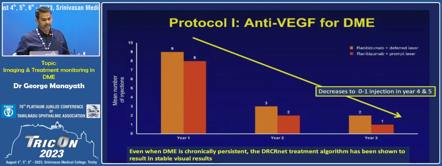In this DRCR protocol, if you follow it, you've seen that the requirement of anti-VEGF injections significantly comes down in the 2nd and 3rd year. This is the benefit of following this protocol, though there is an early aggressive, increased number of injections in the first year of treatment.